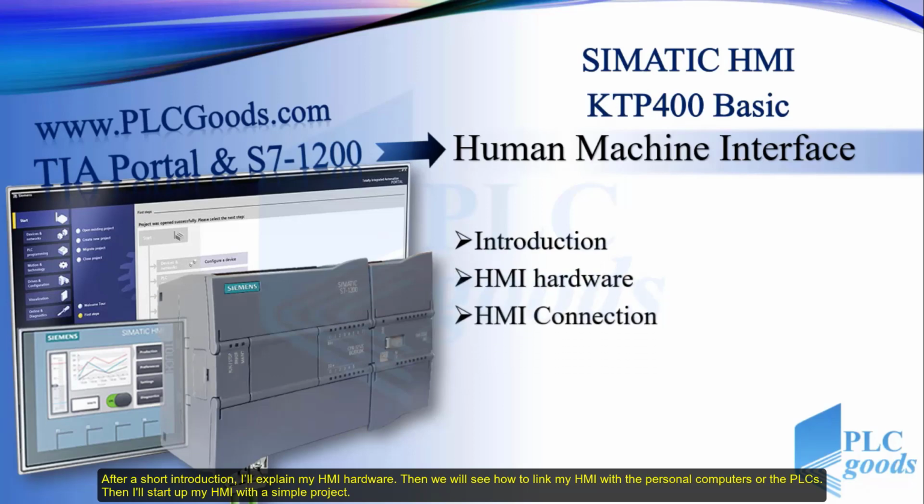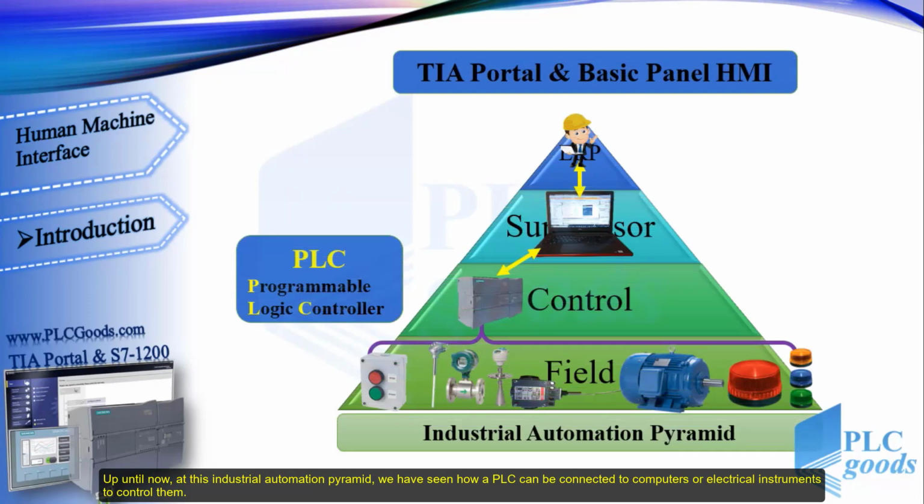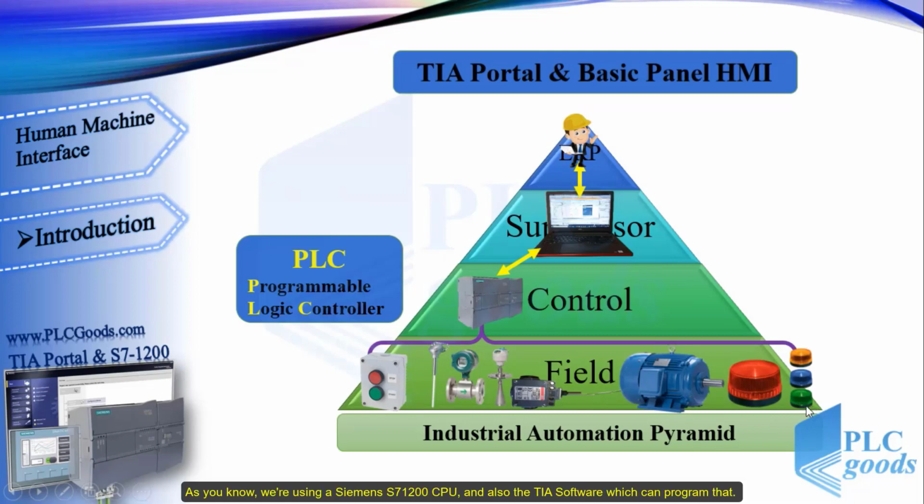Then we will see how to link my HMI. Then I will start up my HMI with a simple project. Up until now, at this industrial automation pyramid, we have seen how a PLC can be connected to computers or electrical instruments to control them. As you know, we are using a Siemens S7-1200 CPU and also the TIA software which can program it.